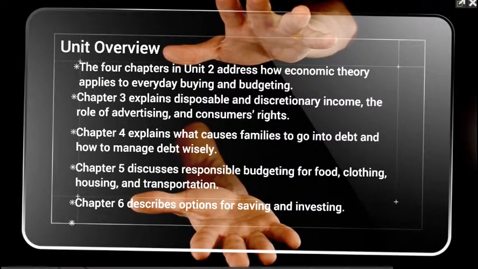The 4 chapters in Unit 2 address how economic theory applies to everyday buying and budgeting. Chapter 3 explains disposable and discretionary income, the role of advertising and consumer rights. Chapter 4 explains what causes families to go into debt and how to manage debt wisely. Chapter 5 discusses responsible budgeting for food, clothing, housing, and transportation. And Chapter 6 describes options for saving and investing.